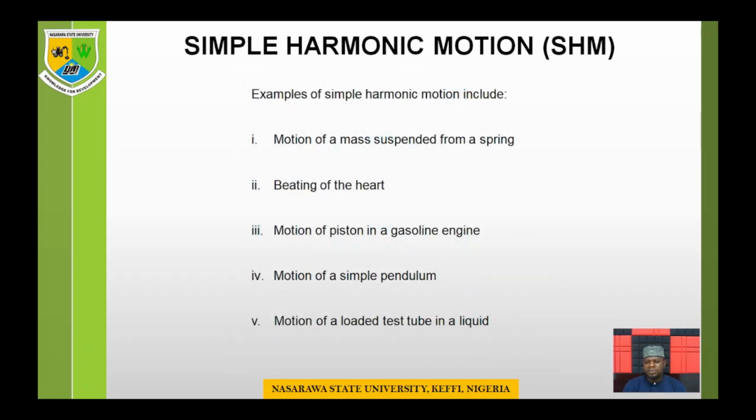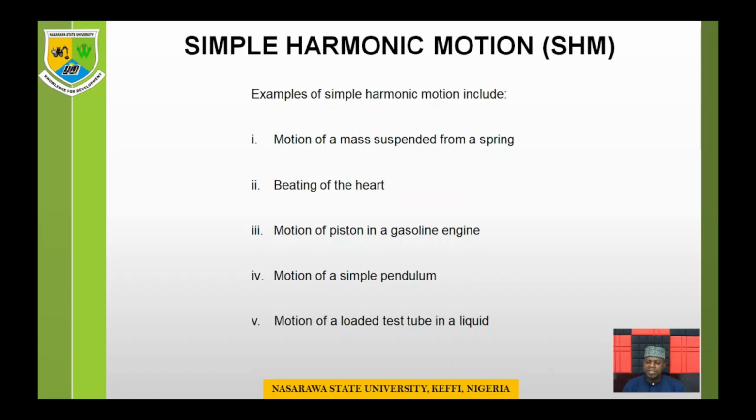Then examples of simple harmonic motion. One is motion of a mass suspended from a spring. That's just what I have explained. But in this case, it is not horizontal as in the case we just explained. That one is horizontal, but in this first example, it is vertical. The spring is suspended on something, and then the mass is attached to it at the other end. That way, it is vertical.